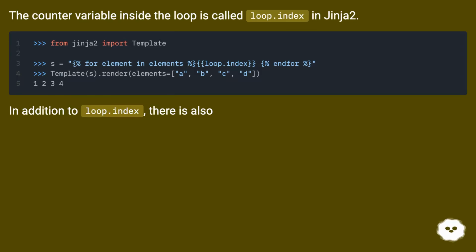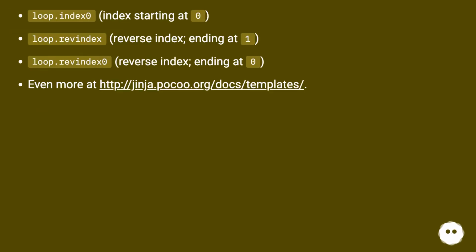The counter variable inside the loop is called loop.index in Jinja 2. In addition to loop.index, there is also loop.index0, index starting at 0. loop.revindex, reverse index, ending at 1. loop.revindex0, reverse index, ending at 0. Even more at this URL.